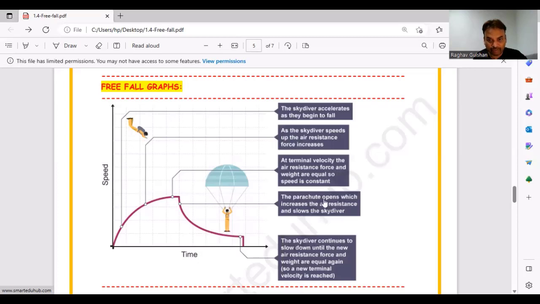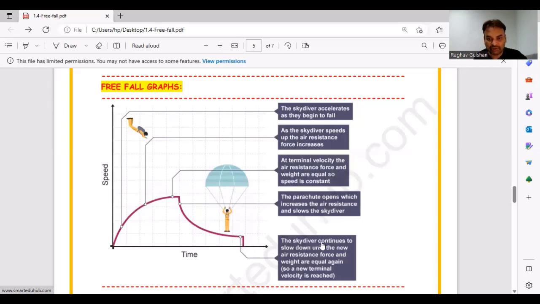Now at this point, the parachute opens. In some graphs, this point acts as the point when the parachutist opens the parachute, or in some graphs you can take this point also. So the parachute opens, which increases the air resistance, and now the upward air pressure becomes more than the weight. So definitely now the speed will decrease. This curve shows the negative acceleration, or retardation, or decrease in speed. From this speed, the speed reduces to this point.